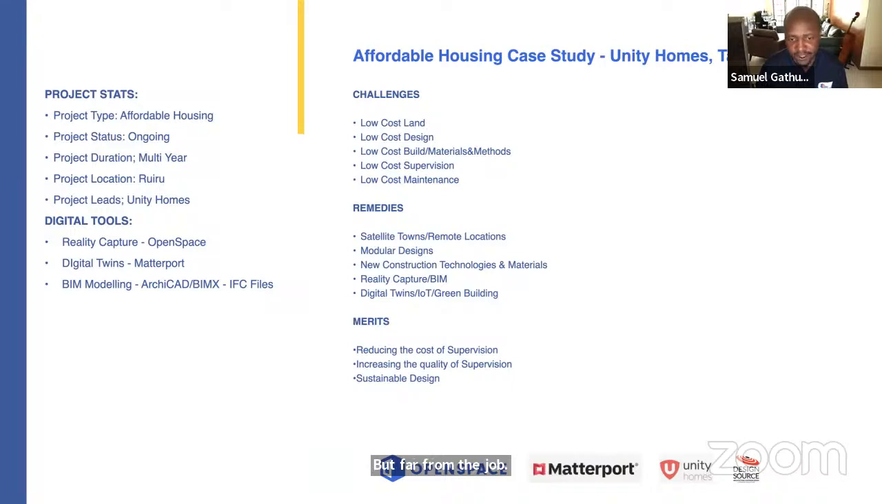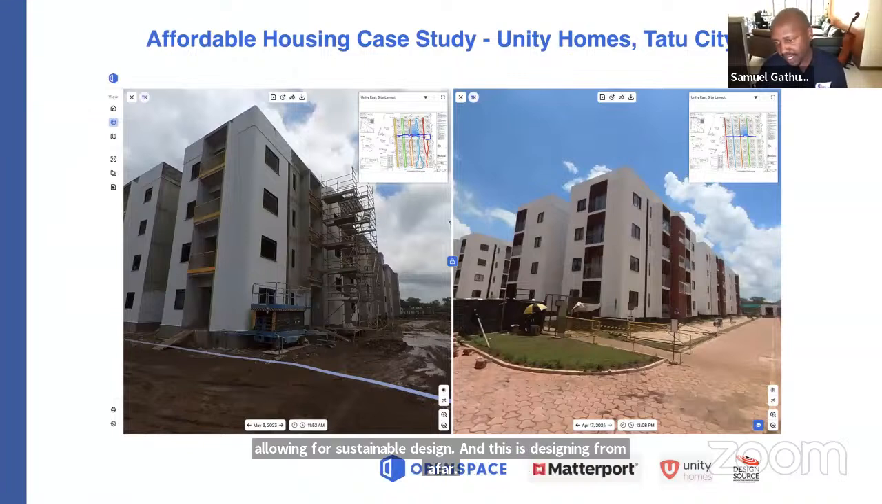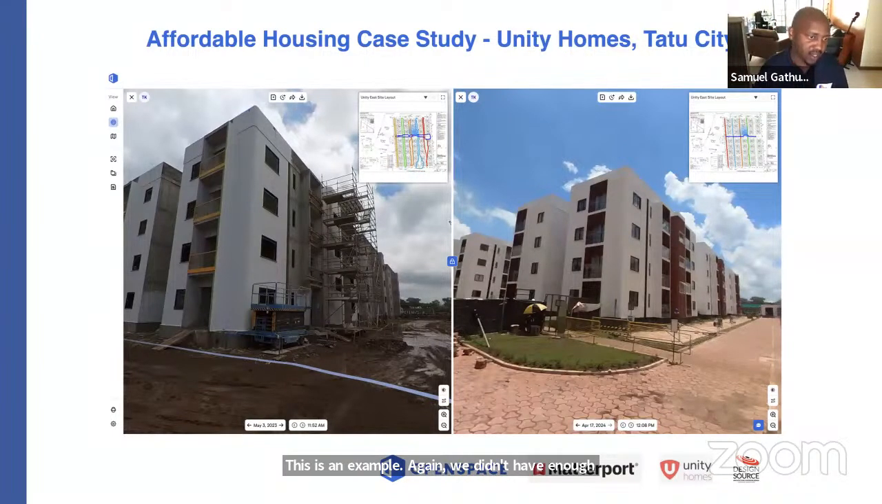Merits: reducing the cost of supervision, as I mentioned, increasing the quality of supervision, and also allowing for sustainable design. And this is designing from afar. This is an example. Again, we didn't have enough time to do a demo, but essentially we've been following the construction of this project by way of capturing using OpenSpace or digital twin after every single week for the last 3.5 years. And it's still ongoing, and it's proving to be essentially a good return on investment.